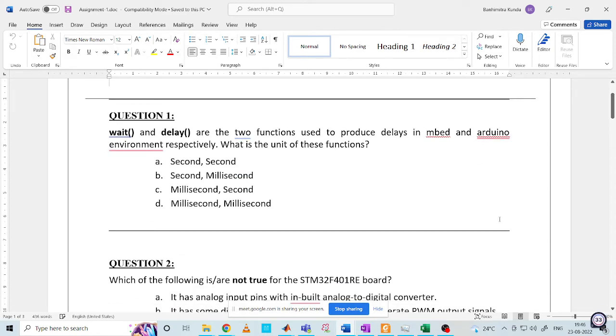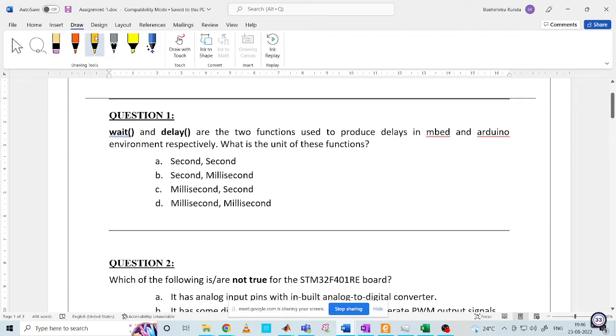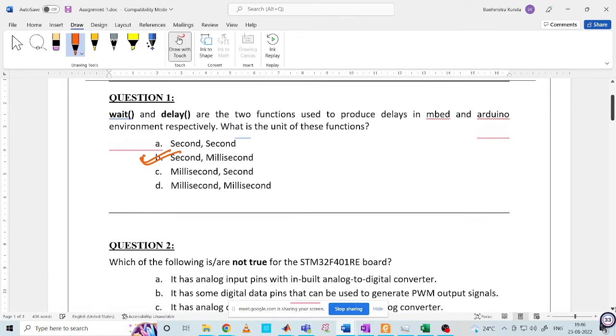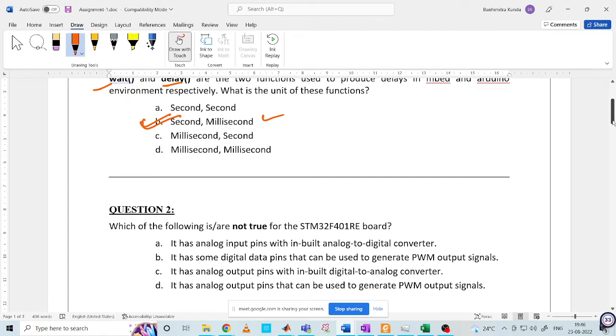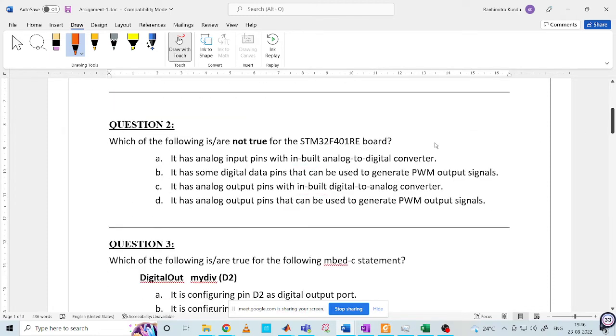Question 1. Second and millisecond. No, option B is the answer. Second and millisecond. You're saying this, right? So these are more informative-based questions. If you have the information about this wait and delay, then automatically you are able to do this. Which of the following are not true?